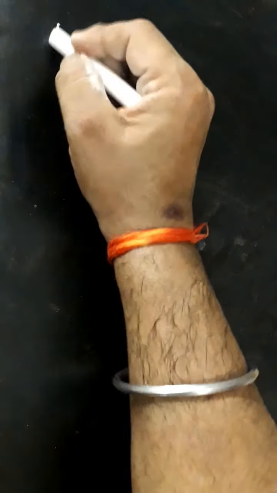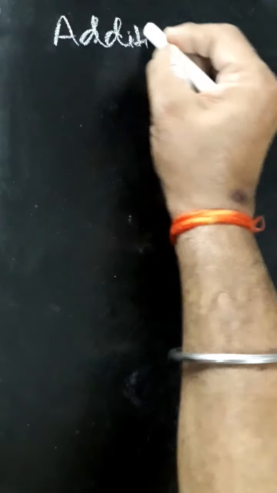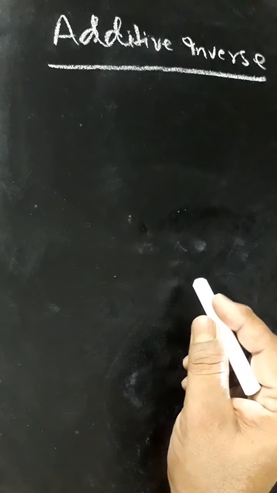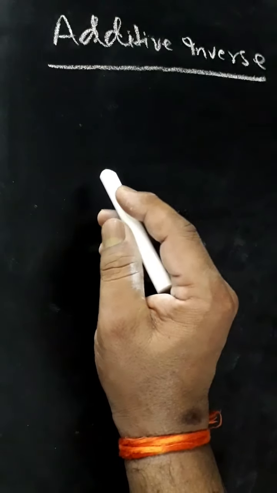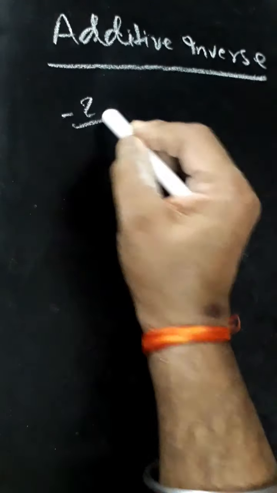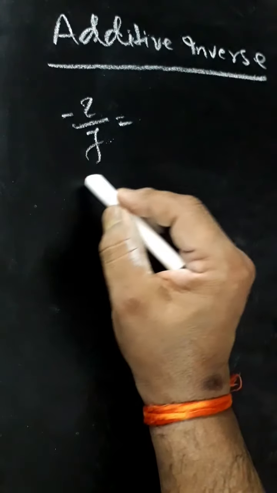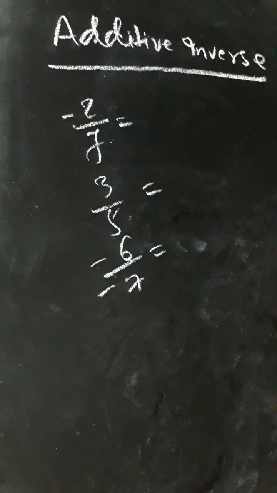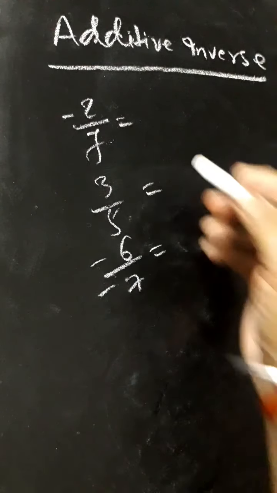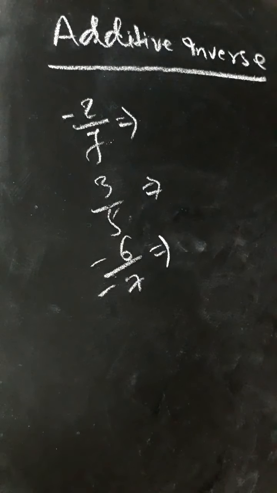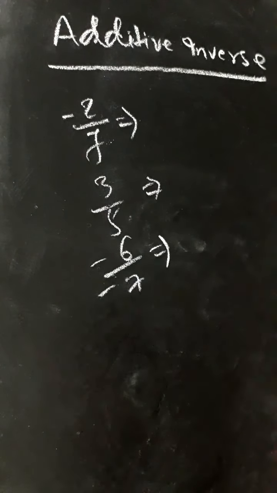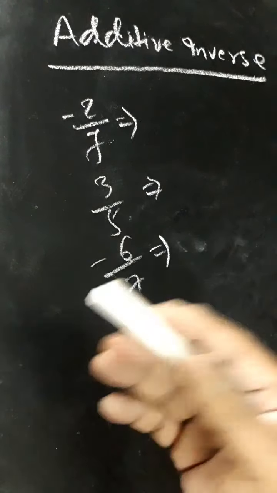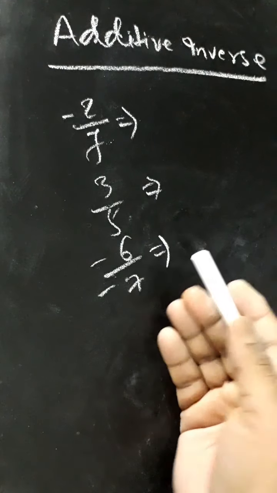We are going to see additive inverse and multiplicative inverse also. First of all, we will see the additive inverse. Suppose we have to find the additive inverse of minus 2 upon 7, 3 upon 5, minus 6 upon minus 7. Simply we have to change the sign of the number. If it is negative, then make it positive. If it is positive, make it negative. We will get the additive inverse.